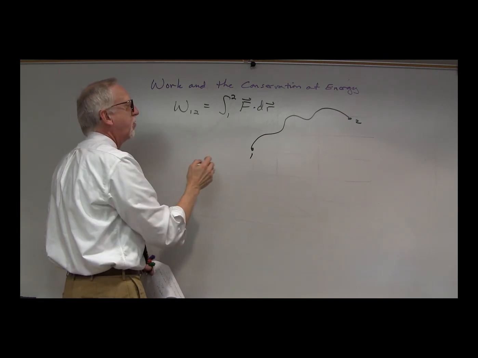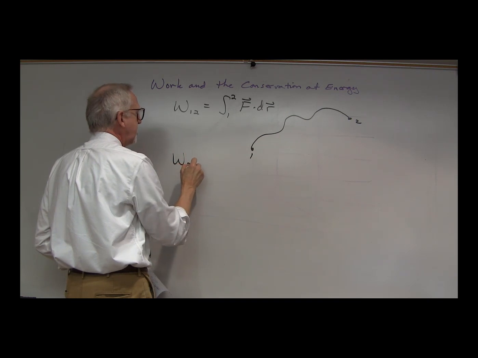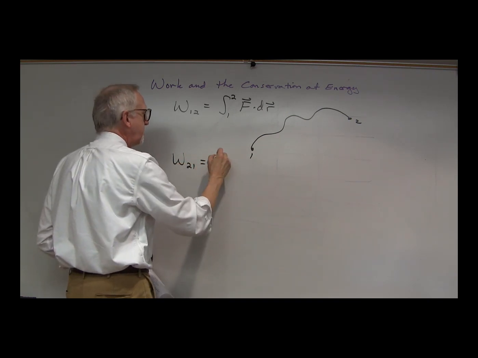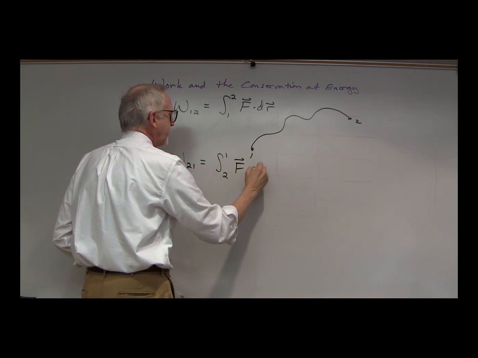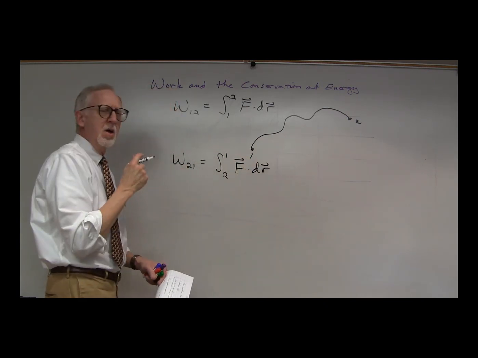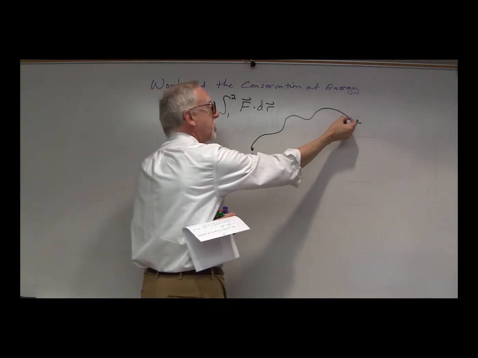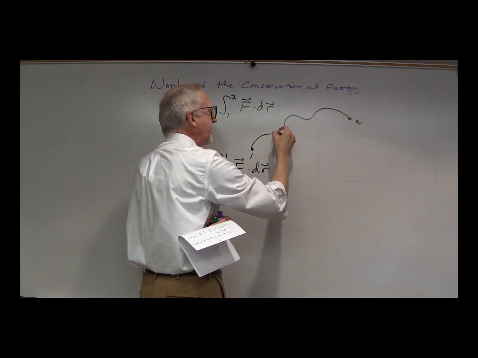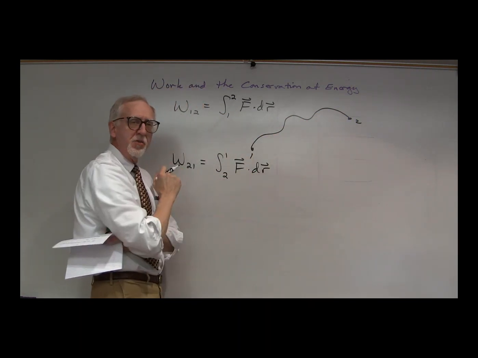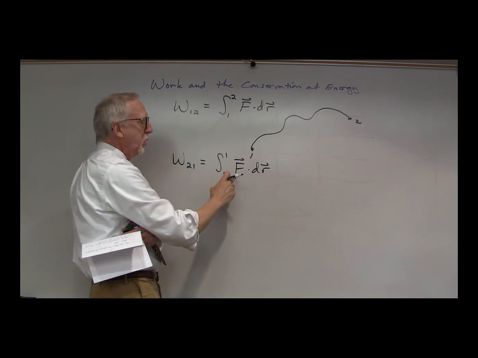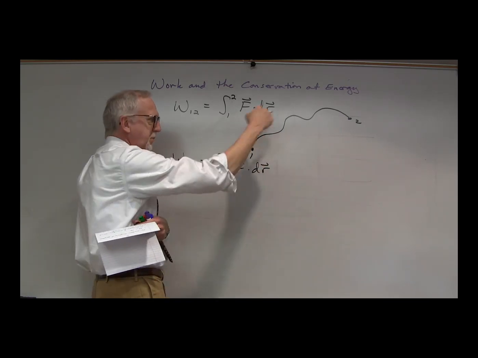What if we were to go from point 2 to point 1? So what would be the work done in going from point 2 to point 1? It would be the integral from 2 to 1 of F dot dr. Now, how would that relate to this quantity here? Well, let's imagine that we were to just go along the same path, but in the reverse direction. So all we would be doing, basically, would be changing the direction of dr. We would integrate F dot negative dr, coming back the other way.